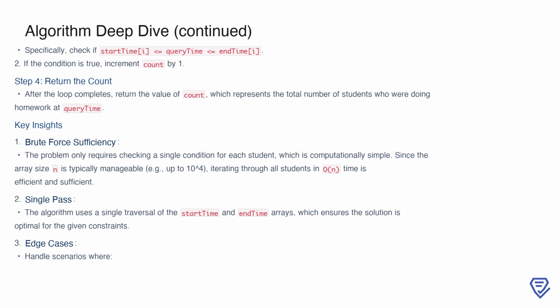There are a few key insights about this approach. First, a brute force solution is sufficient because we only need to check one condition for each student, which is computationally simple. With typical constraints, such as an array size of up to 10,000, iterating through the students in linear time is efficient. Additionally, since we only make a single pass through the start time and end time arrays, the algorithm is optimal for the problem. Finally, we must be mindful of edge cases, such as when no students' homework sessions overlap with the query time or when the input arrays are empty.